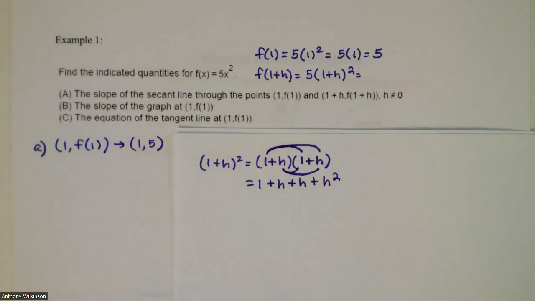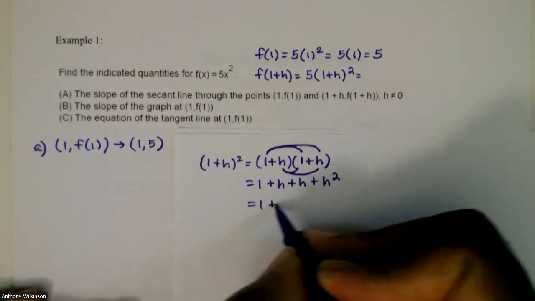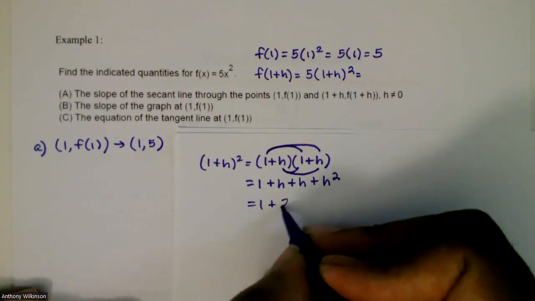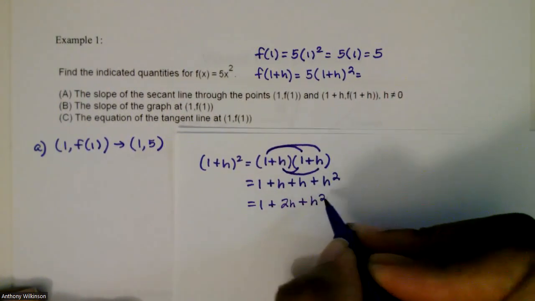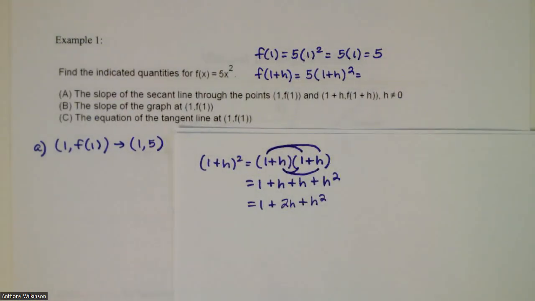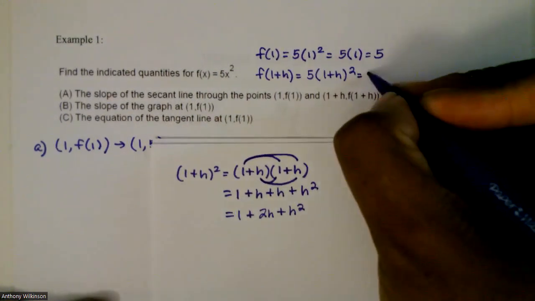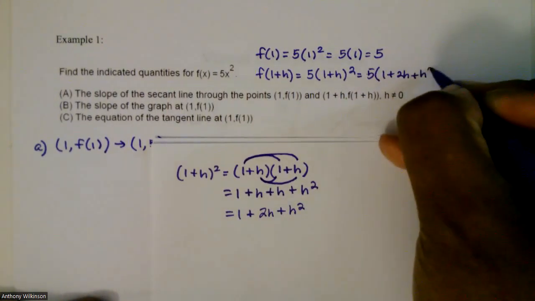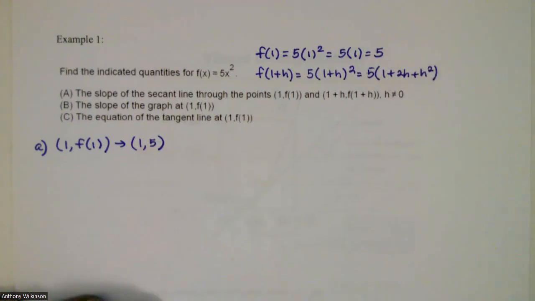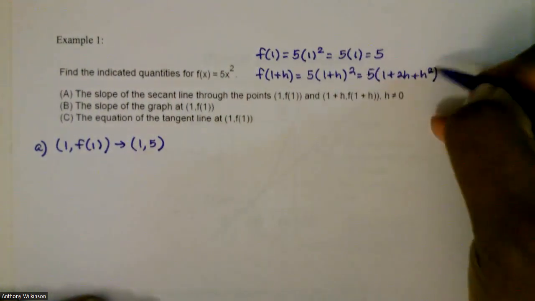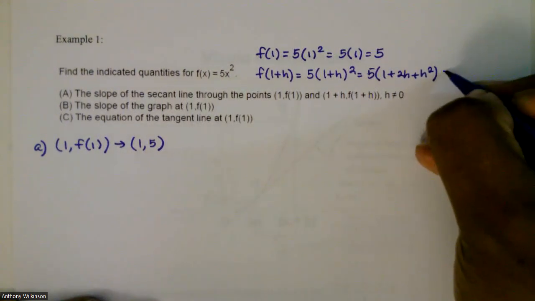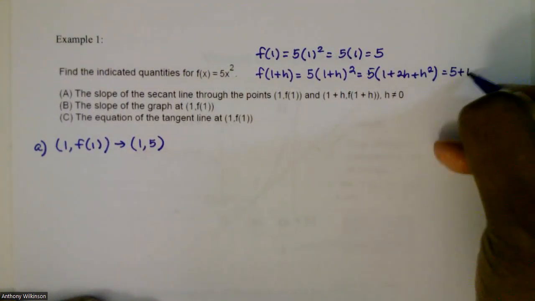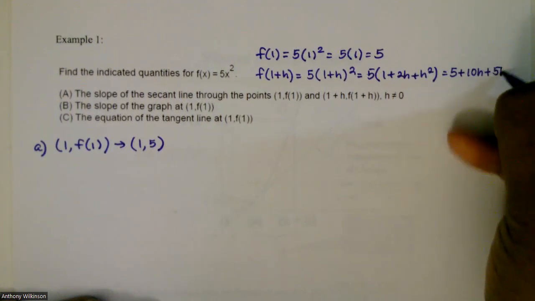And then next we're going to combine like terms here. So this will be 1 plus h plus another h will be 2h plus h squared. So 1 plus h quantity squared will be 1 plus 2h plus h squared. So I'm going to have a 5 multiplied by 1 plus 2h plus h squared. And then we use the distributive property. Distribute the 5 over the 1 plus 2h plus h squared, you'll end up with 5 plus 10h plus 5h squared.